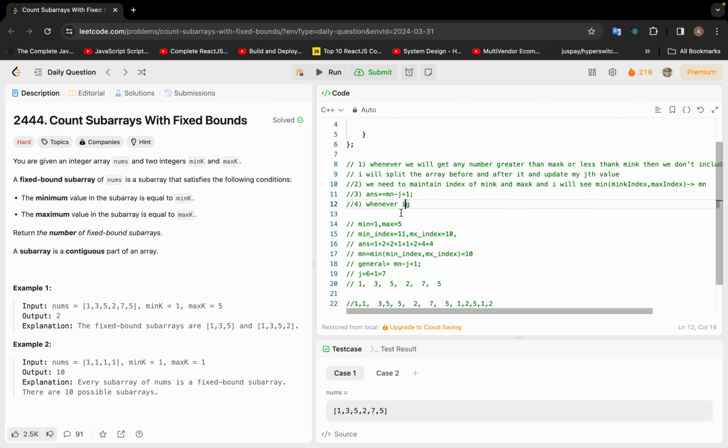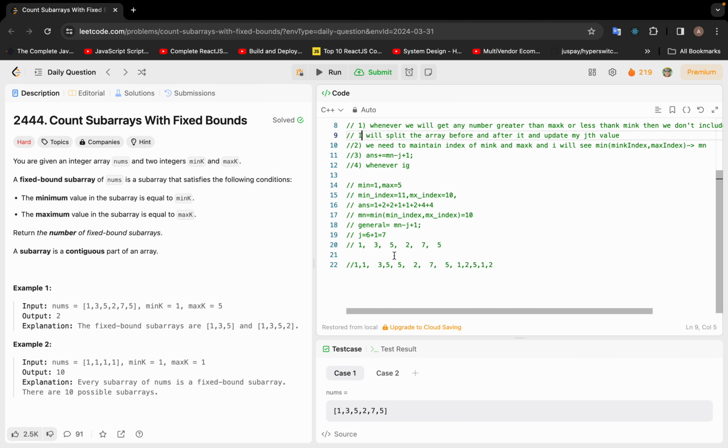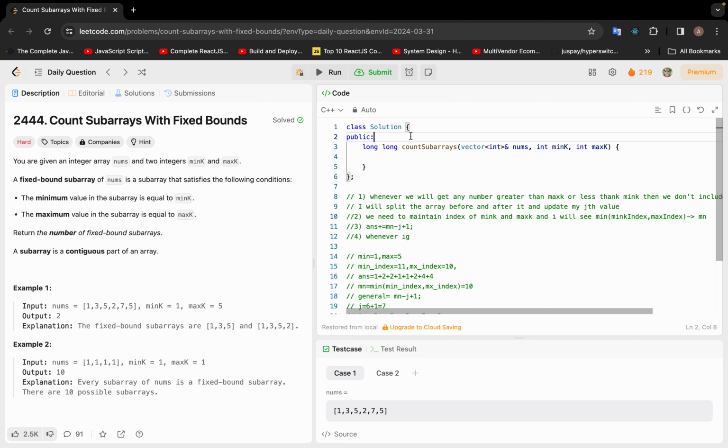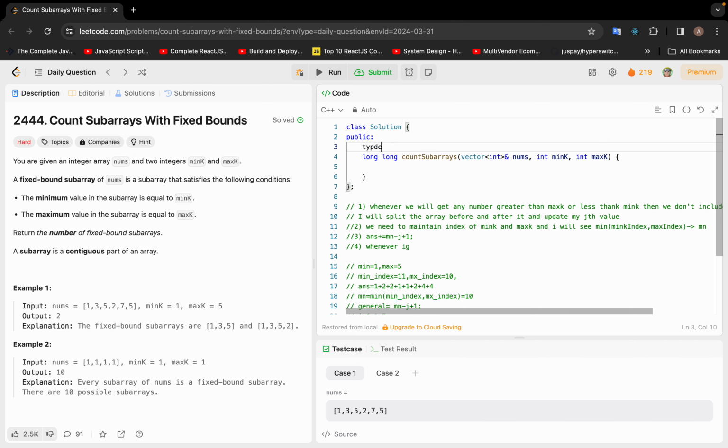So this is I, not the side. Okay, so let's code it, right? What I am trying to do, let's mark this as micro as long.